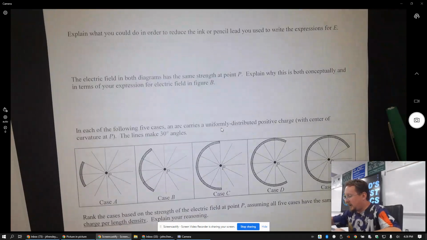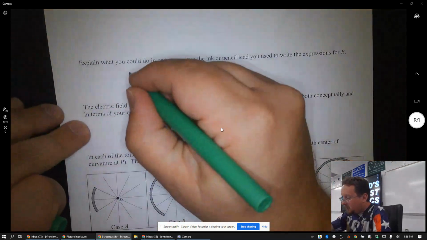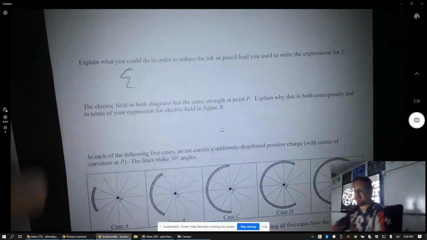And then they're going to do something kind of, what could you do in order to reduce the ink or pencil lead you use? What I want them to do is I want them to do summation, right?